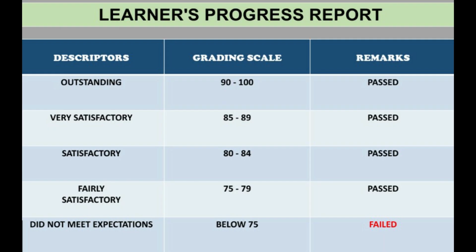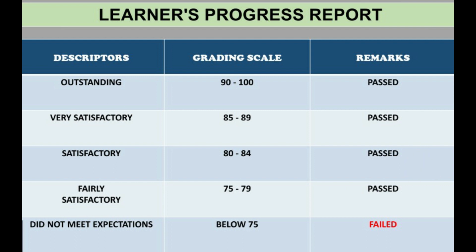Learner's Progress Report. If the learner gets Outstanding in the descriptors, the grading scale is 90 to 100 and the remarks is Passed. If the learner is Very Satisfactory, the grading scale is 85 to 89 and the remarks is Passed. If the learner is Satisfactory, 80 to 84, the remarks is Passed.